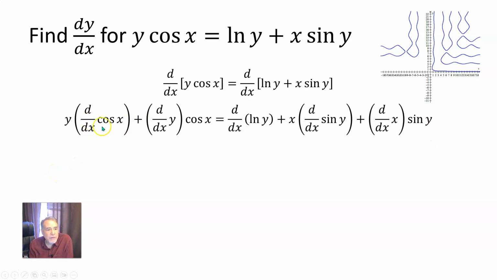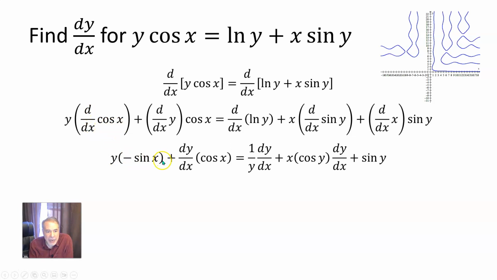So let's work out these individual derivatives. The derivative with respect to x of cosine x would be negative sine x. The derivative with respect to x of y would be dy dx. It would be the derivative of y with respect to x. The derivative of ln of y would be 1 over y times dy dx. Remember, the derivative of just ln of x would be 1 over x. So if you put that together with the chain rule, the derivative of ln of something is 1 over the something times the derivative of the something. So here that's 1 over y times the derivative of y.